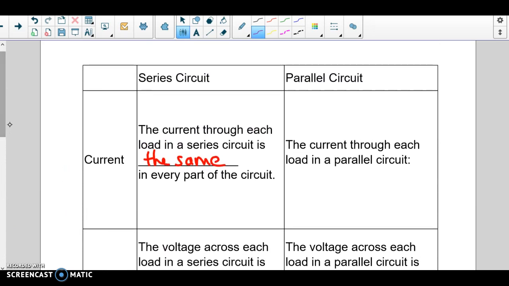Now on to a parallel circuit. In a parallel circuit, because you have multiple branches, the current through each load splits. That's a P. Splits. It's divided between the different loads.